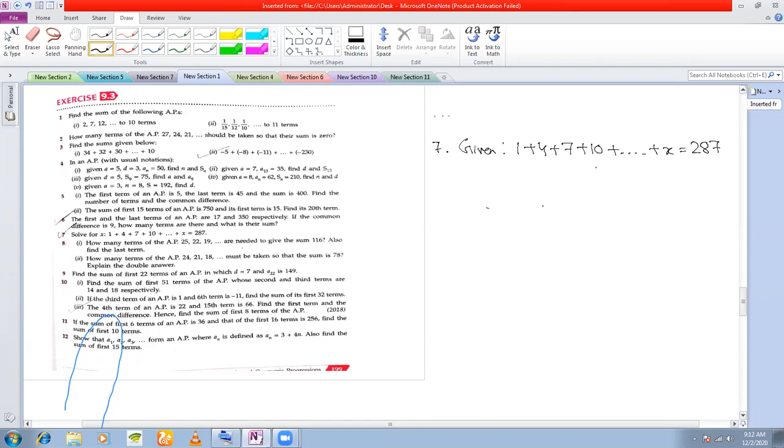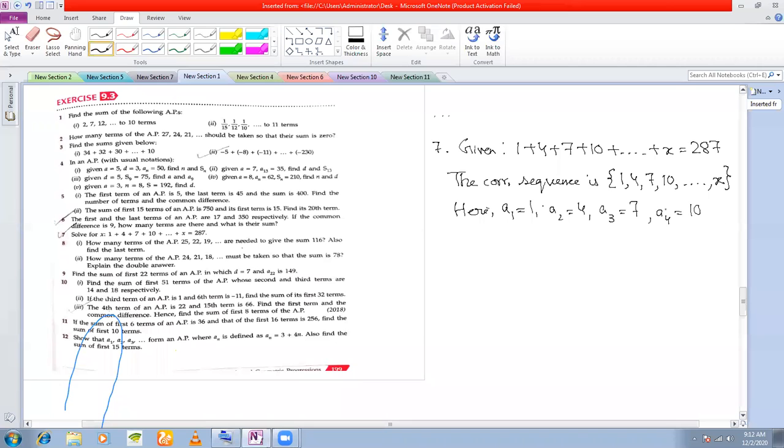First of all, you must see this is a series, right? This is your given series 1 plus 4 plus 7 plus 10. What is the corresponding sequence? The corresponding sequence is 1, 4, 7, 10, and so on up till x. So here a1 is 1, a2 is 4, a3 is 7, a4 is 10.